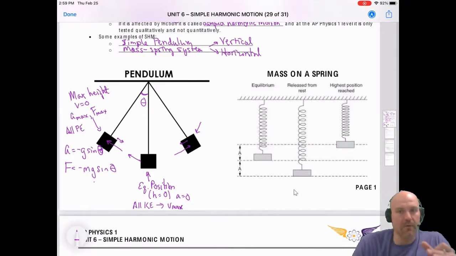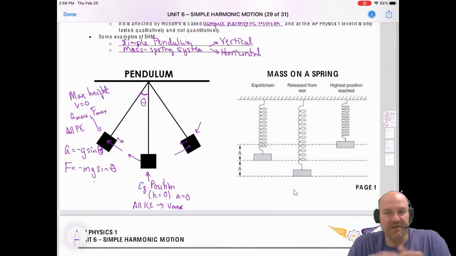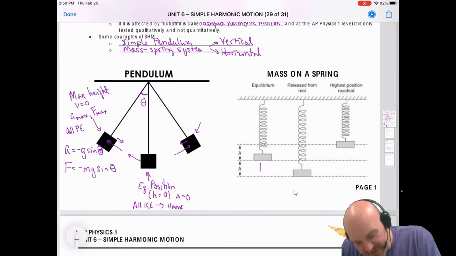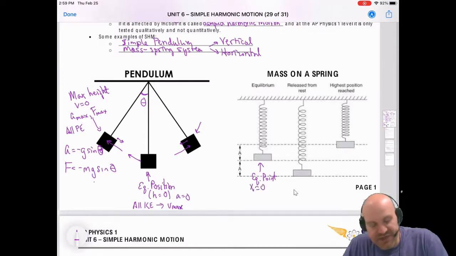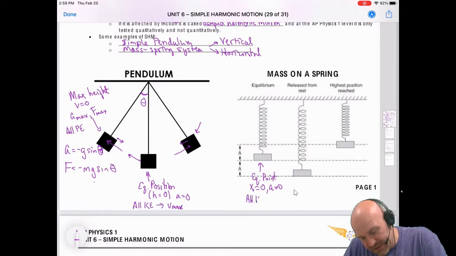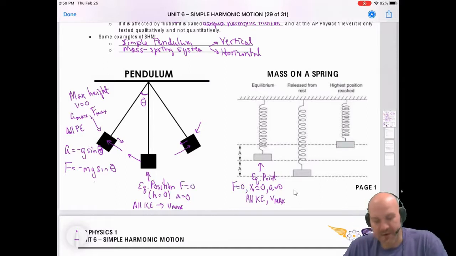Now, all this can be equated over to the mass on a spring system, right? So this is our equilibrium point. Again, everything holds true, right? This is when the elongation is zero, which means the acceleration is zero, that it's all kinetic energy at this point, which means our velocity is at the max, right? Which also our force is zero. And I could write that over here too. So F equals zero, right?